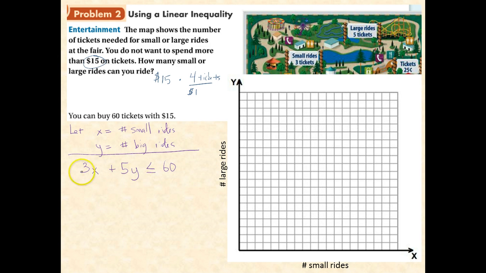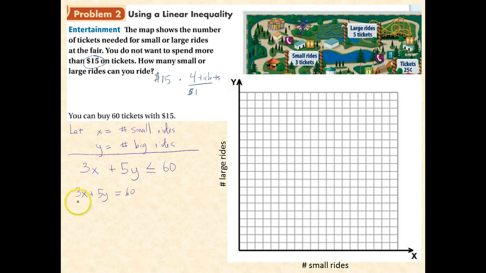So when you have an equation that's in standard form like this, you can find the x and y intercepts pretty easily. Or you can also solve for y and get it into slope-intercept form. So maybe I'll just show you both. The boundary for our graph is going to be 3x plus 5y equals 60. That's the line that's our boundary.